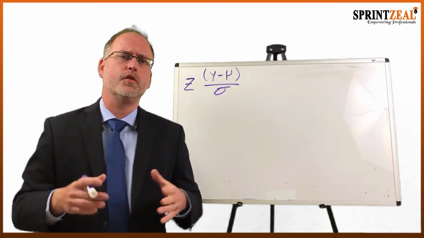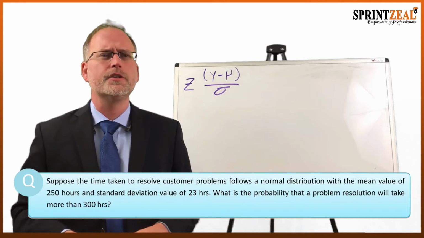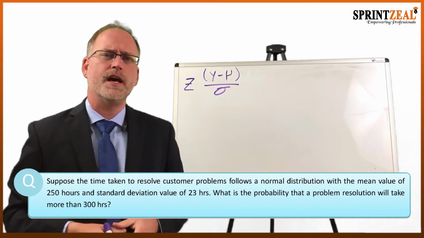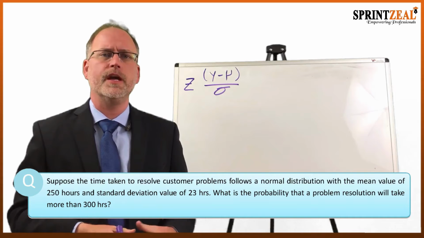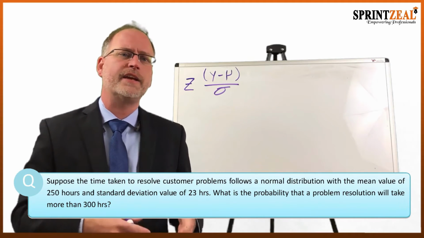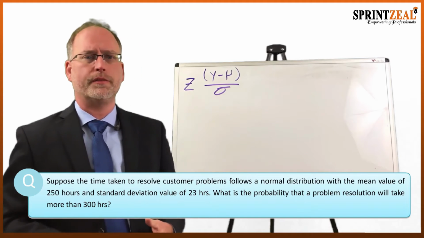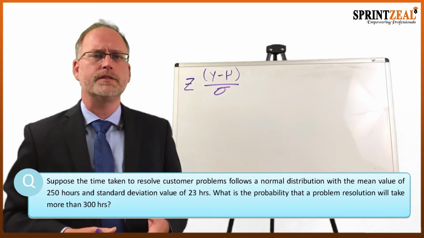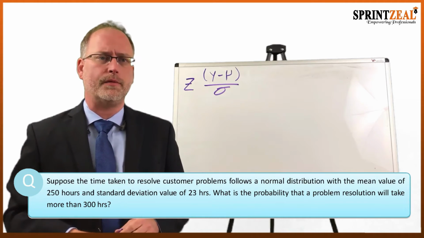So let's calculate normal distribution. Let's suppose the time taken to resolve customer problems follows a normal distribution with a mean value of 250 hours and a standard deviation of just 23 hours. So what is the probability that a problem resolution will take more than 300 hours?